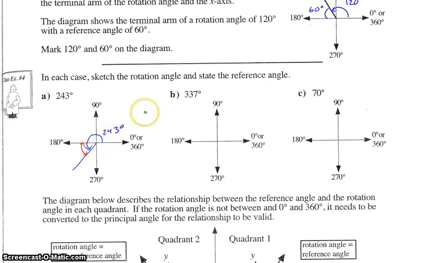Now the best way to get this is not to memorize the instructions they have below here, but just to look at it logically. If all the way to here is 243 degrees, and from here to here we know is 180 degrees, then if we take 243 and subtract 180, we should have this reference angle here, which is going to be 63 degrees. There we go. Reference angle equals 63 degrees.